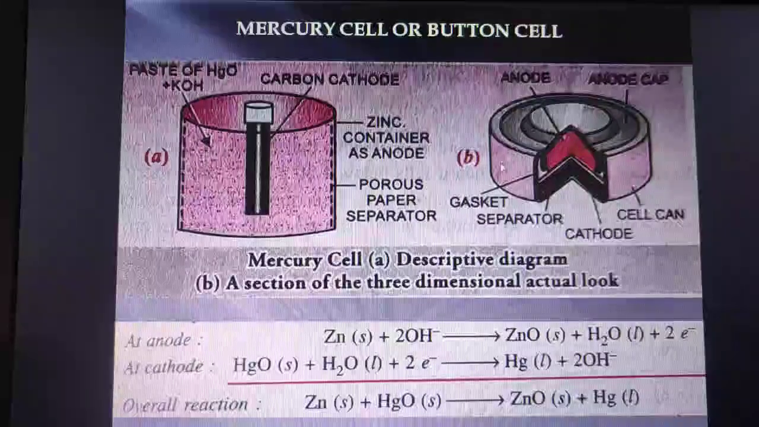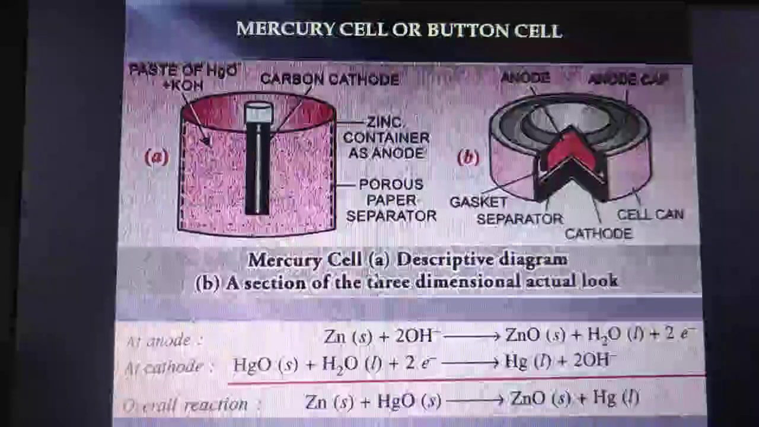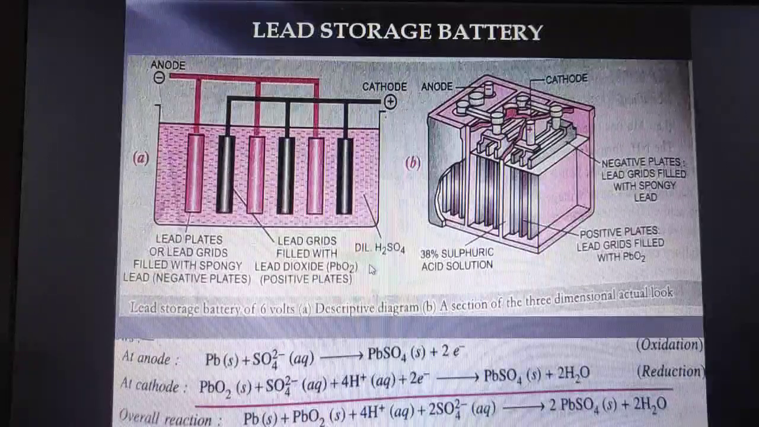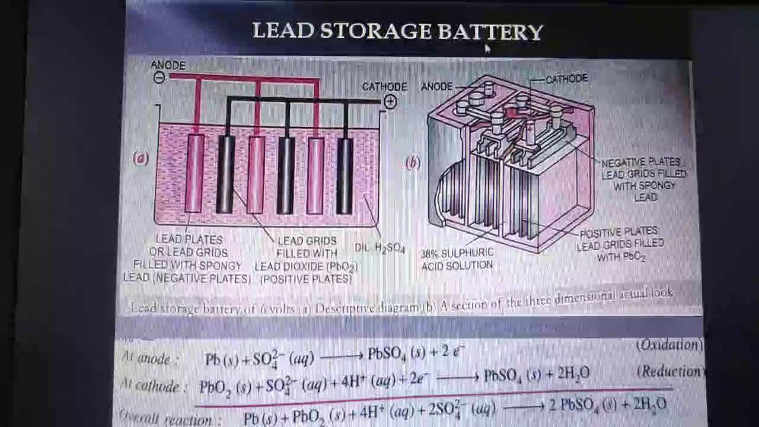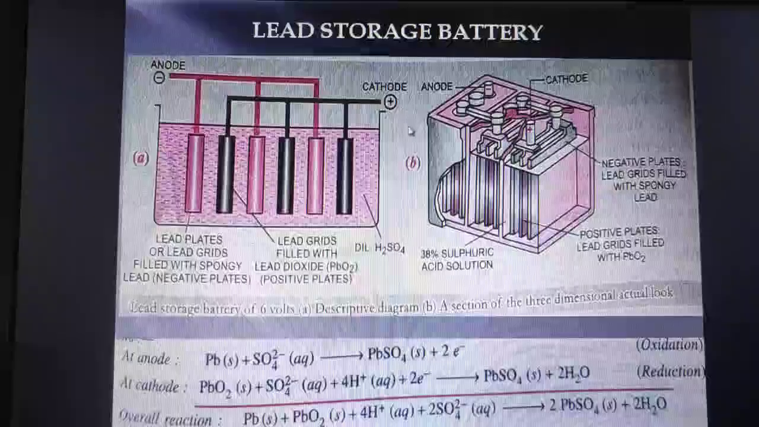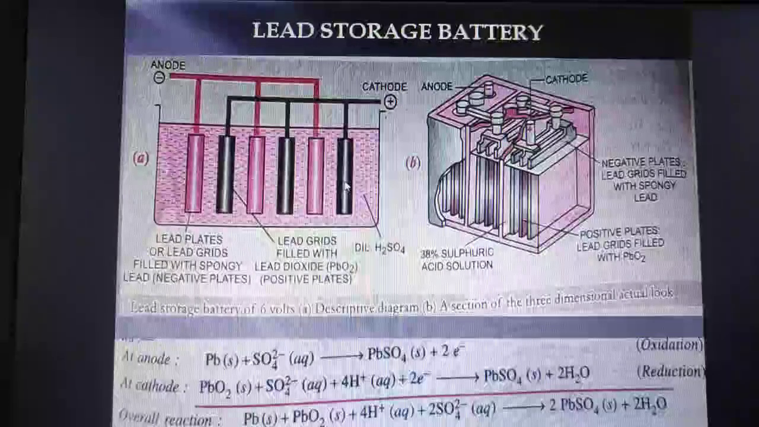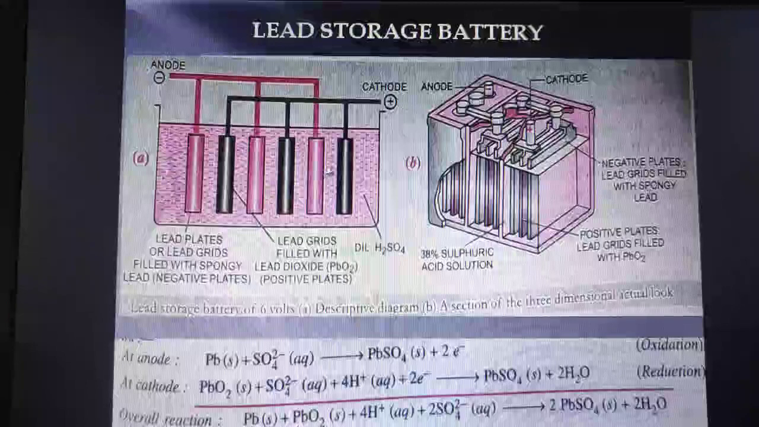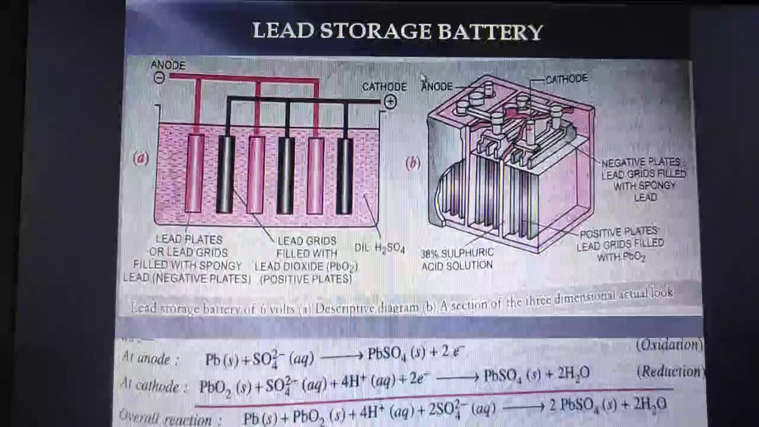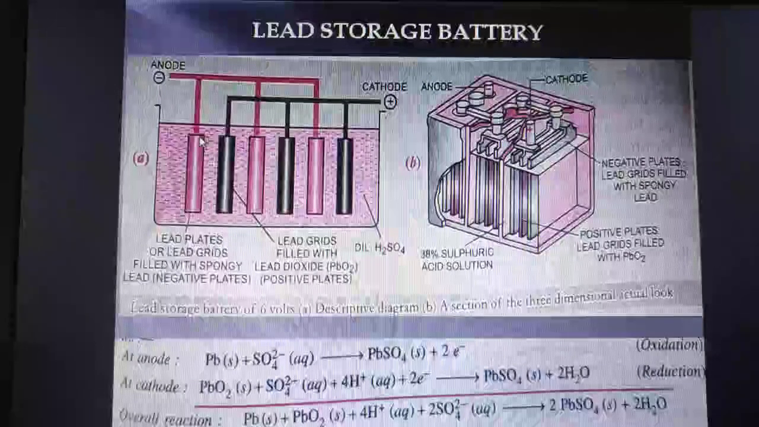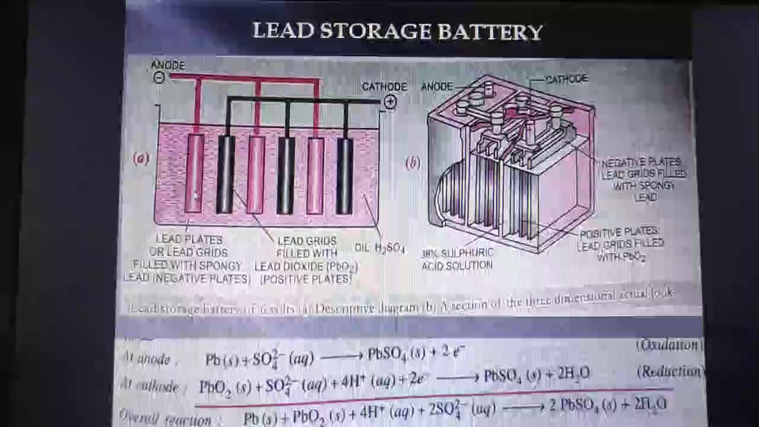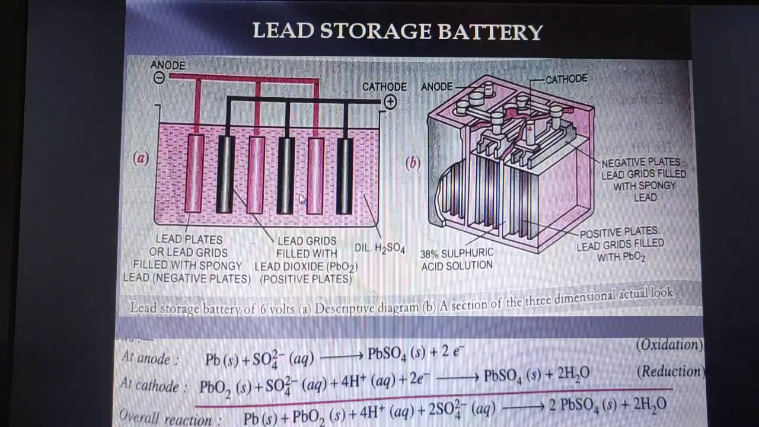Now let us see the examples of secondary cells, which are rechargeable in nature. First is the lead storage battery. This is the most common battery used in automobiles and inverters. A 12 volt lead storage battery is generally used, which consists of 6 cells, each producing 2 volt.